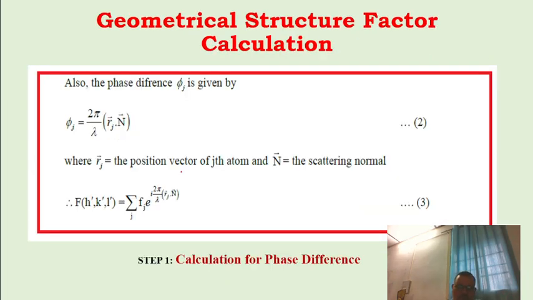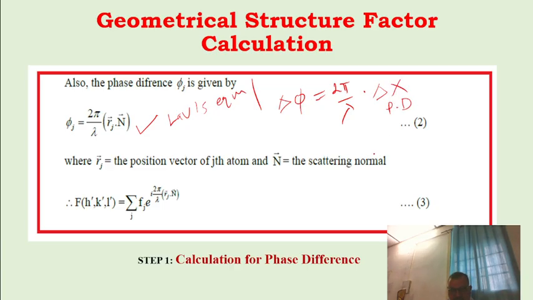So the very first step that we have to take for this is the phase difference phi j. This is 2 pi by lambda rj vector dot n vector. We have taken this from the Laue equation, and from the Laue equation we have taken that delta phi equals 2 pi by lambda multiplied by delta x, that is the path difference. By making use of this concept, we are able to find this equation.